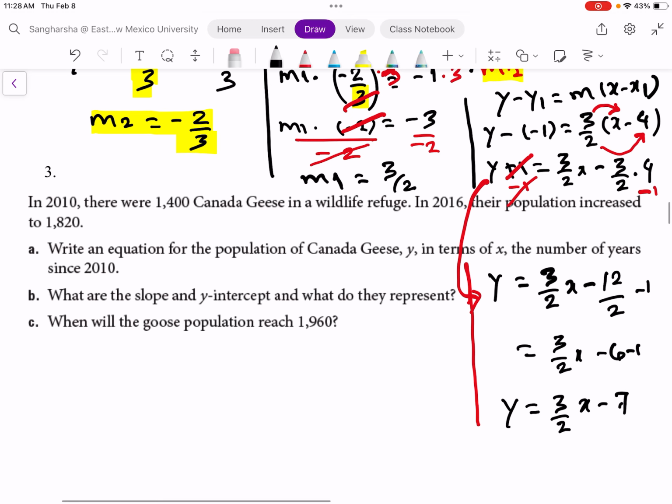3/2 x minus 7. This is the final equation of the line, and this line is perpendicular to the line 2x plus 3y minus 1.